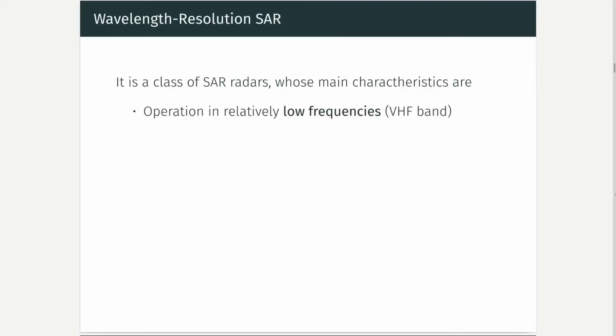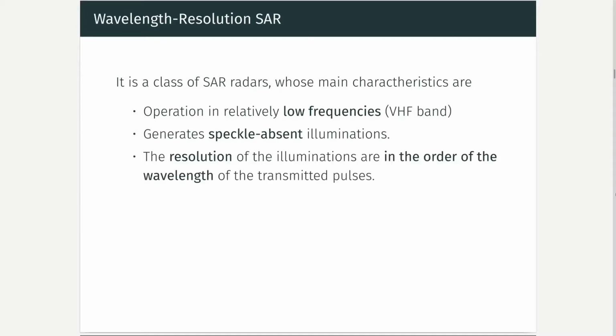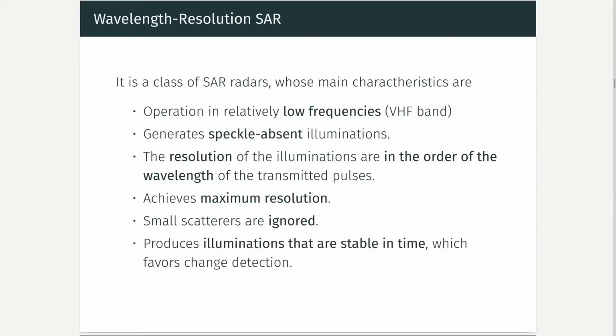And wavelength-resolution SAR is a class of SAR radars that operate in low frequencies and generate illuminations that are free from speckle noise, which is usually a multiplicative noise present in high frequency SAR images. And the resolutions of the illuminations are in the order of the wavelength of the transmitted pulses. And for this reason, it achieves maximum resolution. Also, small scatterers are ignored, such as leaves and little rocks, small objects in general. And it produces illuminations that are unstable in time.